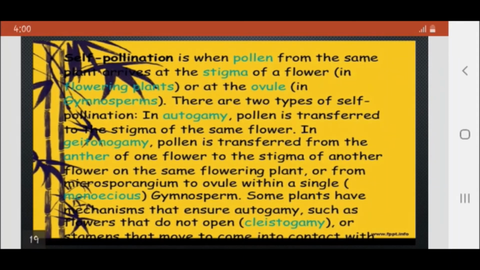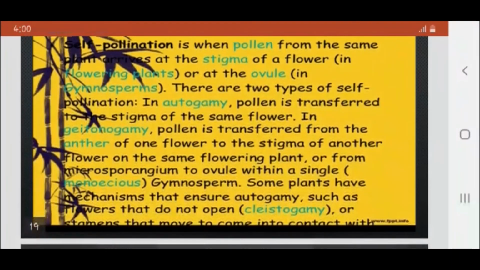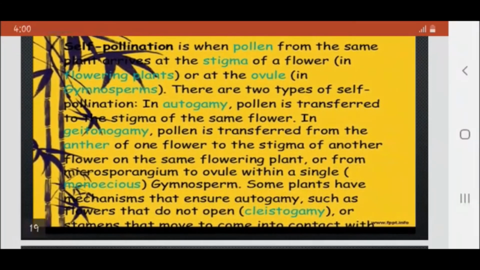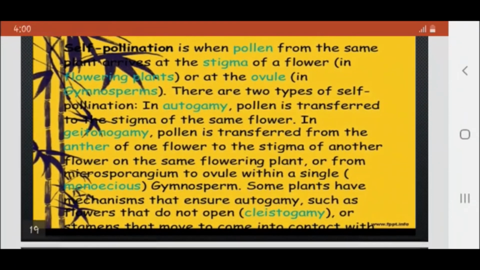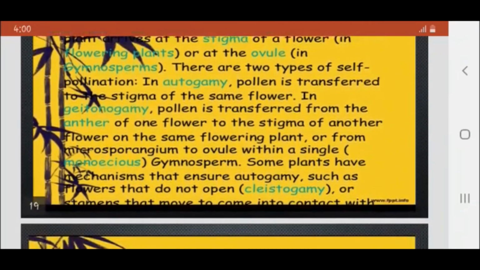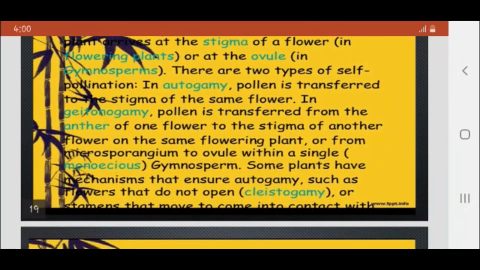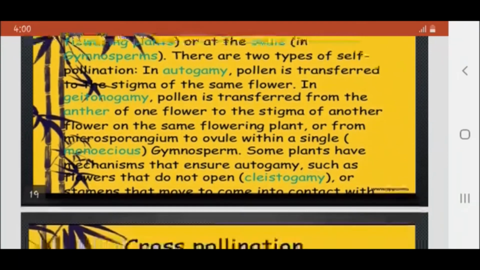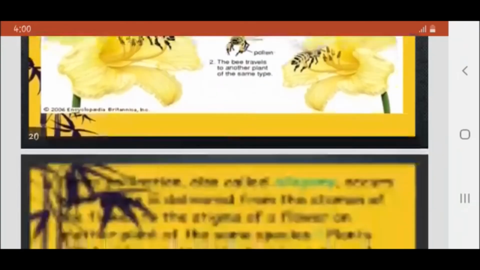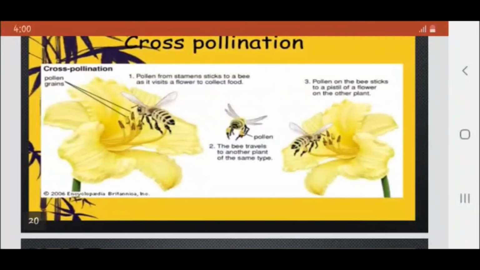In geitonogamy, pollen is transferred from the anther of one flower to the stigma of another flower of the same flowering plant, or from the microsporangium to the ovule within a single monoecious gymnosperm. Some plants have mechanisms that ensure autogamy, such as flowers that do not open or stamens that move to come into contact with the stigma. In cross-pollination, just look at this diagram.